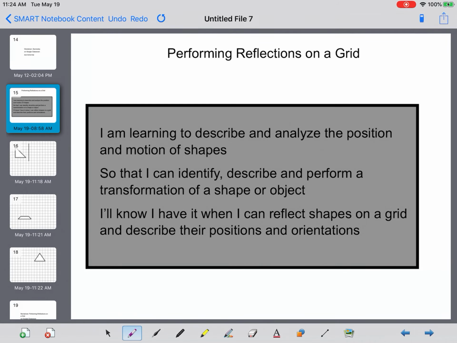Our learning intentions and success criteria are: I am learning to describe and analyze the position and motion of shapes so that I can identify, describe, and perform a transformation of a shape or object. I'll know I have it when I can reflect shapes on a grid and describe their positions and orientations.